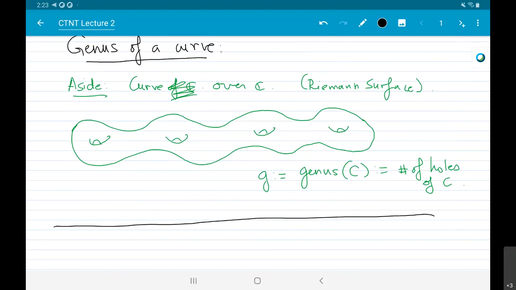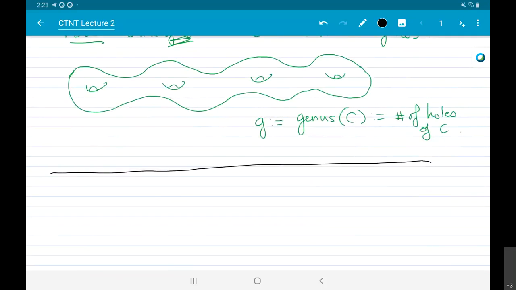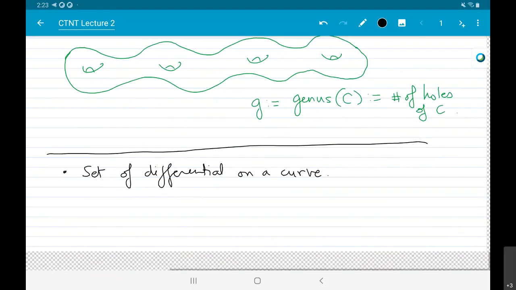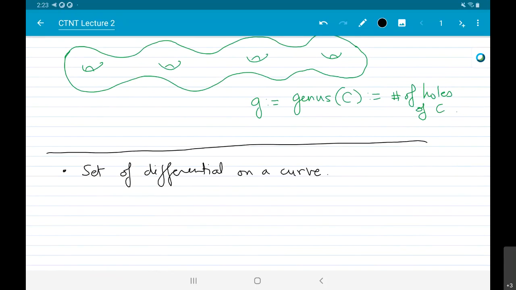Anyway, enough philosophizing. Let's actually define genus. So what I'm going to do is talk about the set of differentials on a curve. This is kind of the set of differentials from calculus. So you have a bunch of equations in x and y, and then you want to take dx, dy, df, where f is some function on the curve. So let's say C is your curve, and f is some function on the curve.